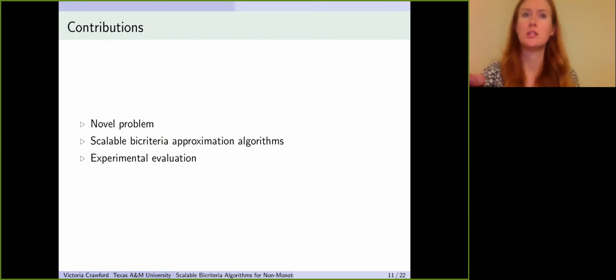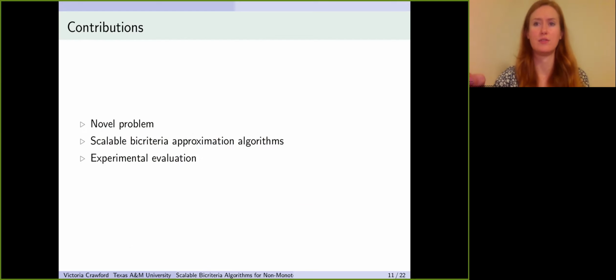The contributions of this paper are, first of all, that this formulation of submodular cover is novel, since this paper is the first to consider submodular cover where F is not assumed to be monotone, only submodular. For this new problem, this paper develops several bicriteria approximation algorithms that are scalable to large data sets. There's also an experimental evaluation on max cut and data summarization applications.